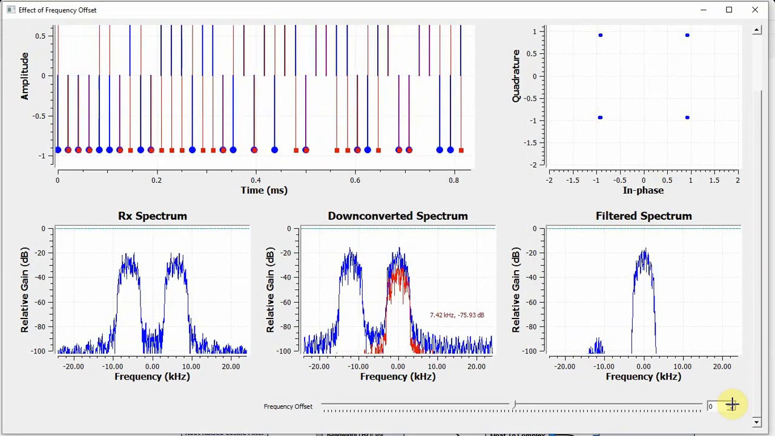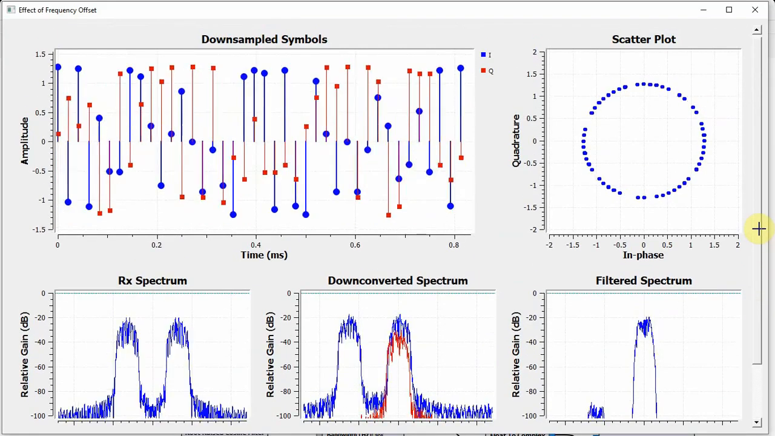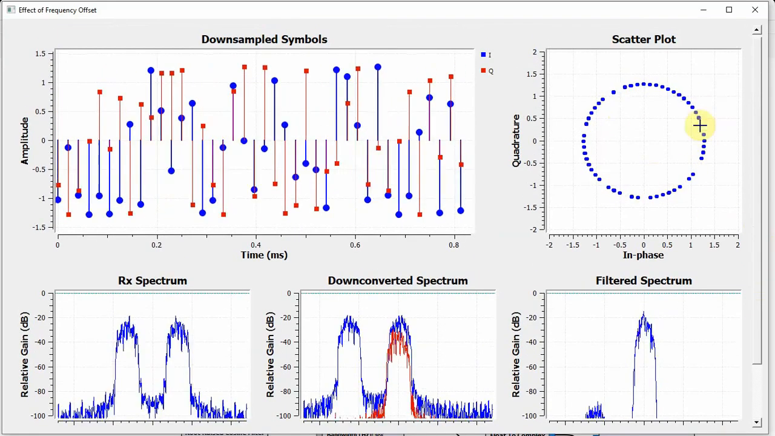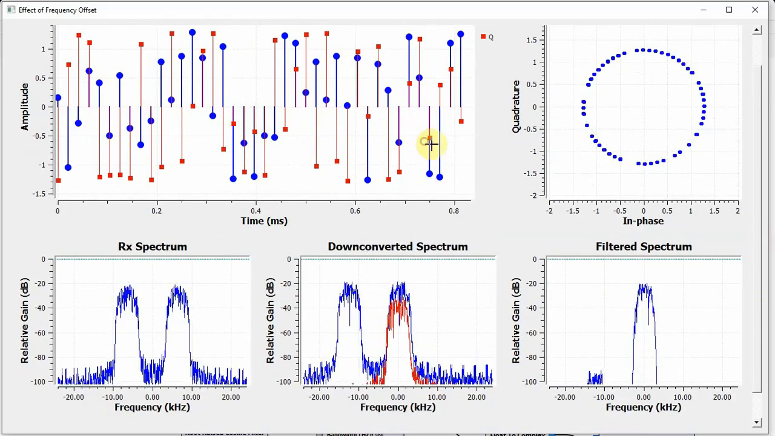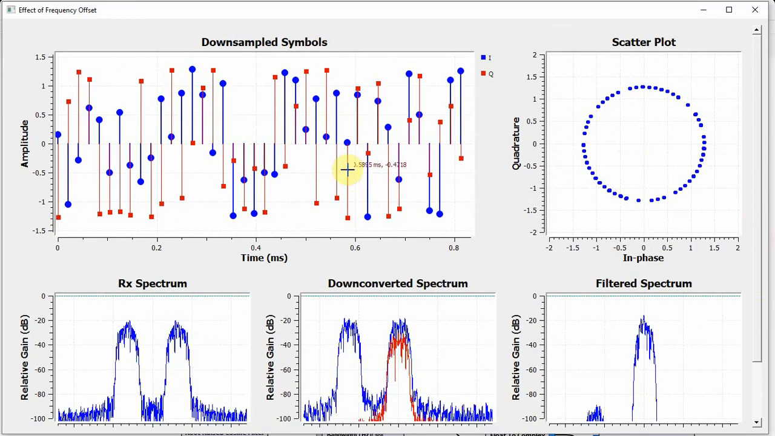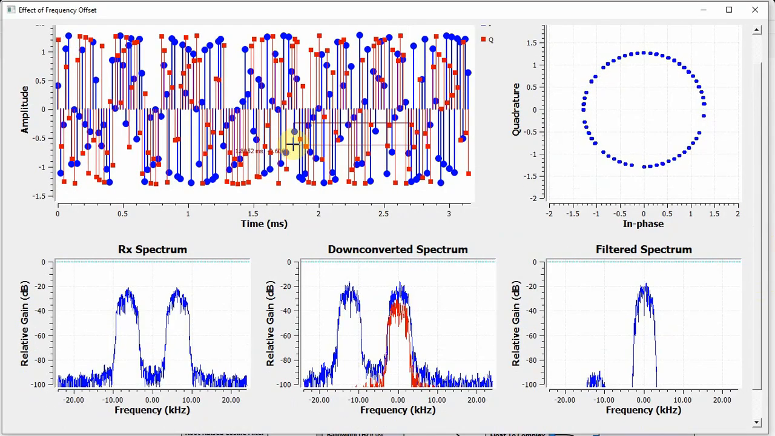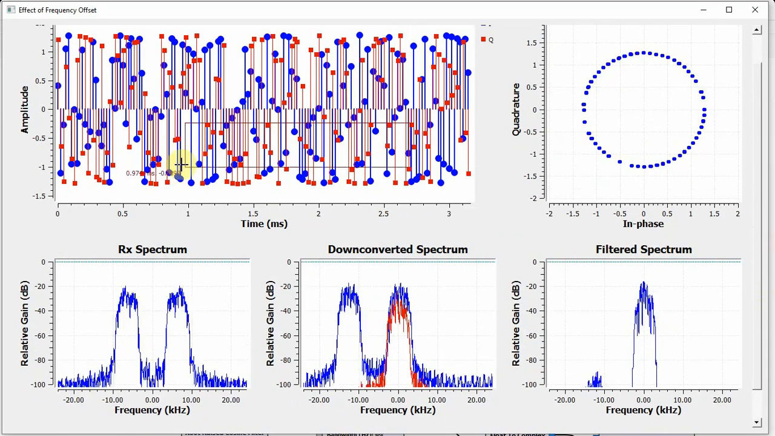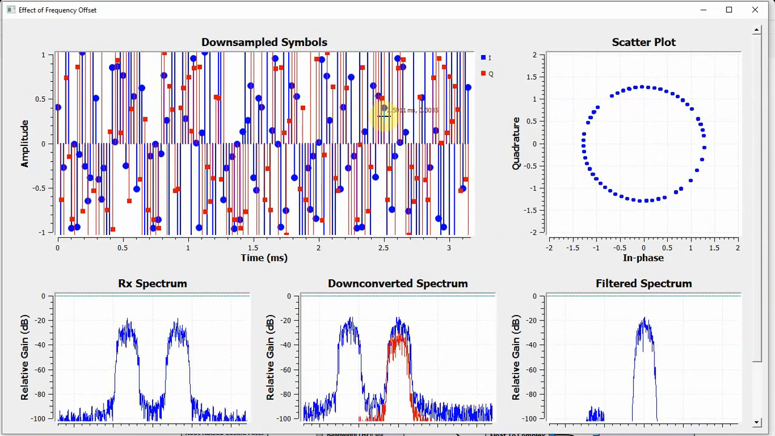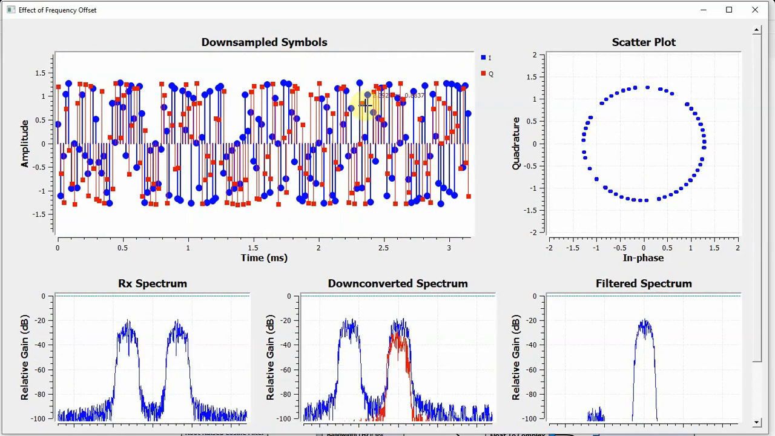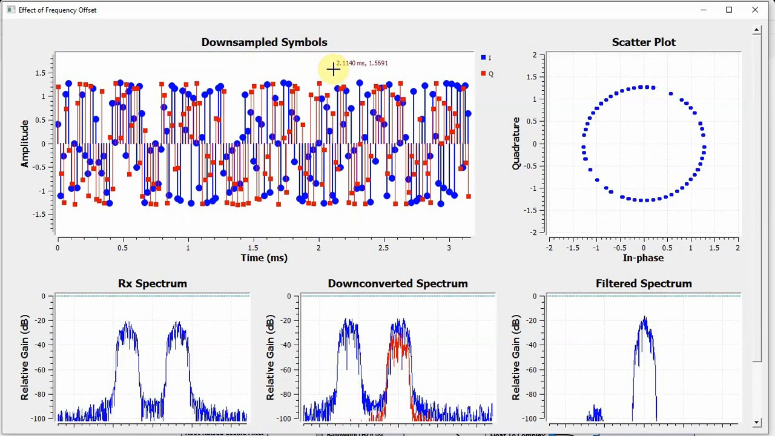Let us see what happens when we introduce a carrier frequency offset. So the first thing is that the scatter plot starts rotating as expected. The second thing is that if the symbols were all ones or all minus ones, you can clearly see the carrier frequency offset riding on the data symbols. This is a very interesting part.